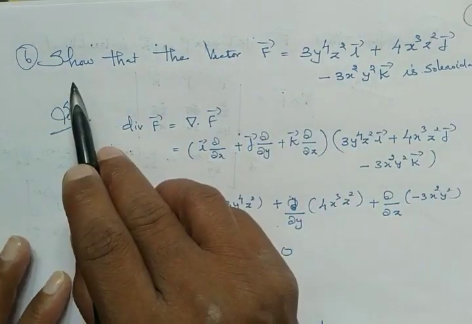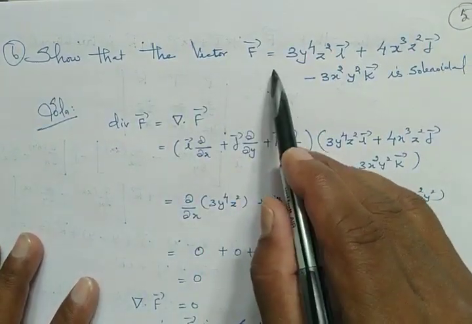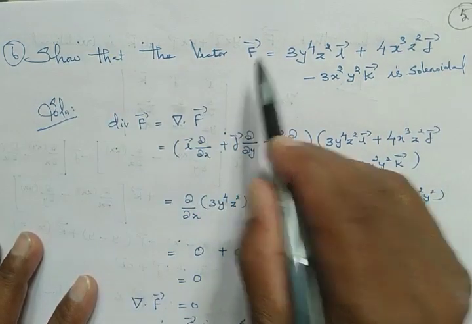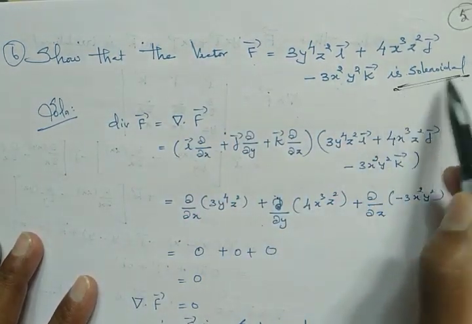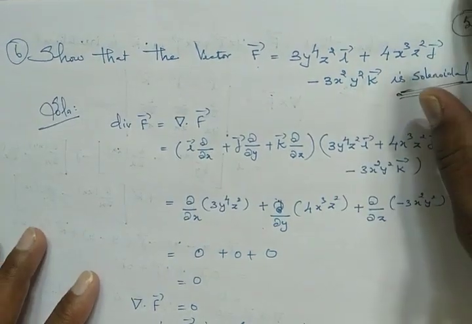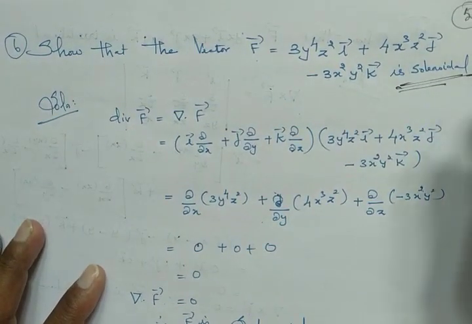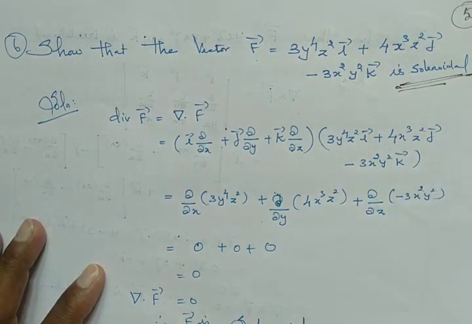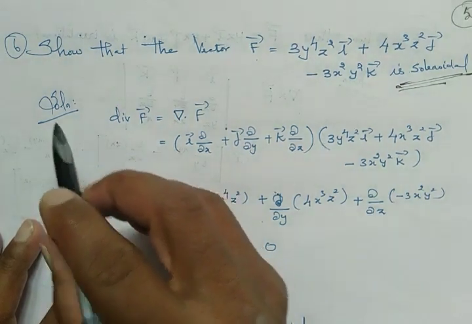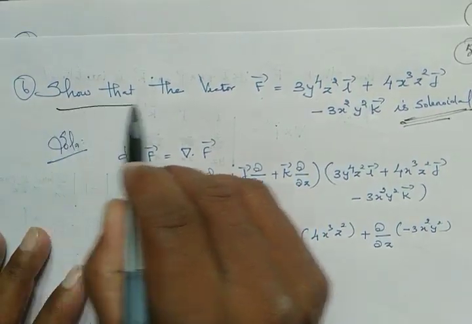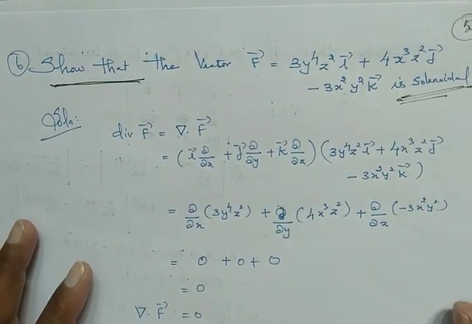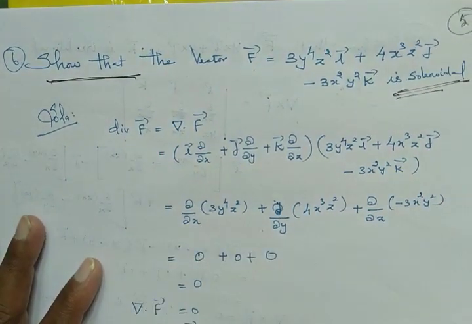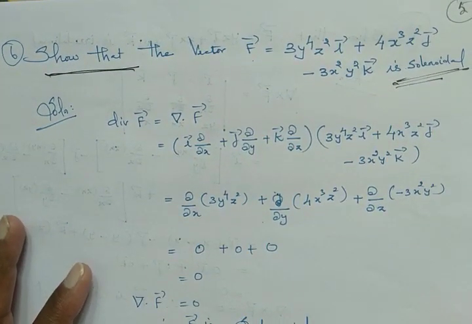Continuation of this. They may give any one vector, and the question will come: show that the given vector is solenoidal. Solenoidal means you are going to find the divergence of the given vector. The divergence should come 0, because you are going to prove the same thing they are asking. That's the reason at the time of finding the value of del dot f, it should be 0. If any other value comes, the calculation is wrong.